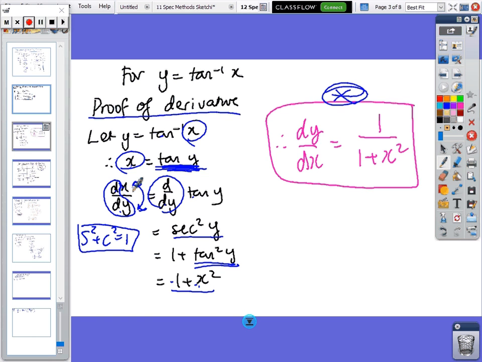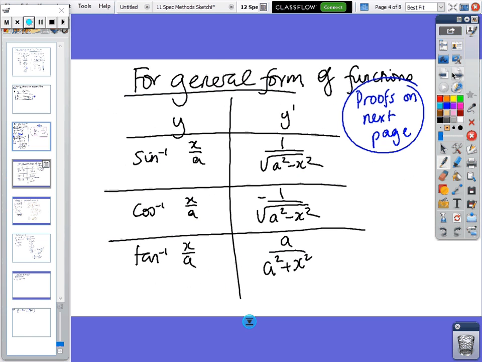So if I turn dx dy upside down to dy dx, I turn 1 plus x squared upside down into 1 over 1 plus x squared. So that's what you have to know. You don't have to know the proof. So copy that, come across.